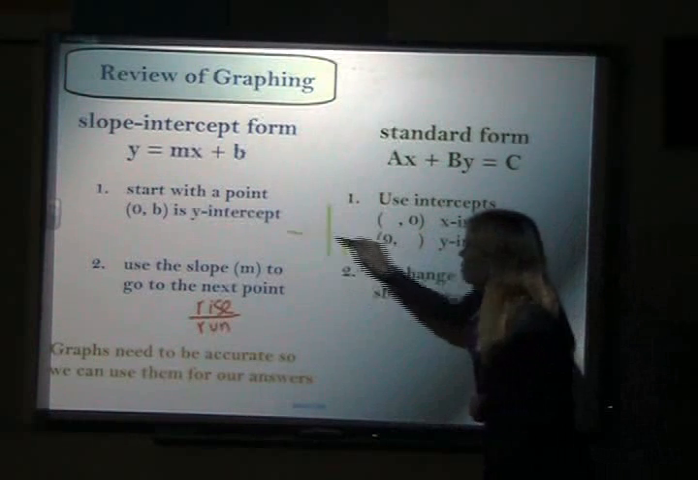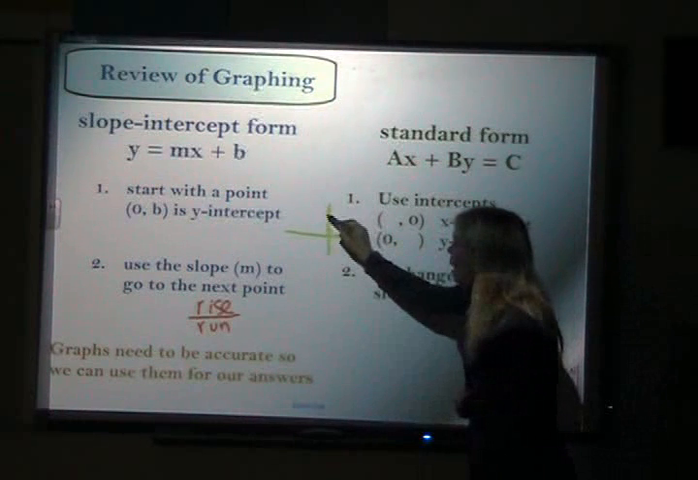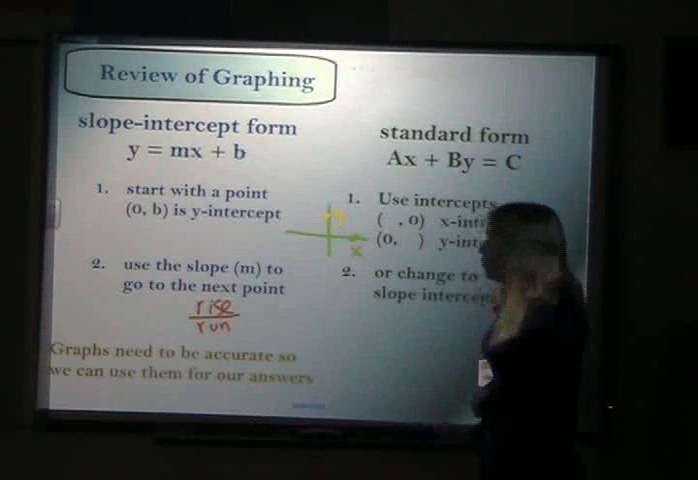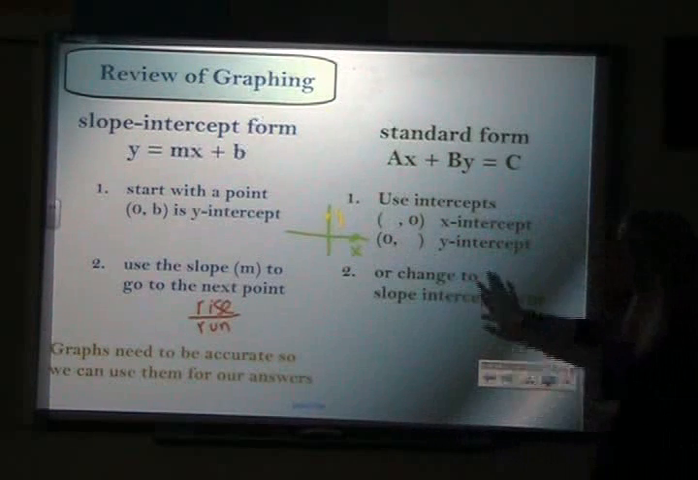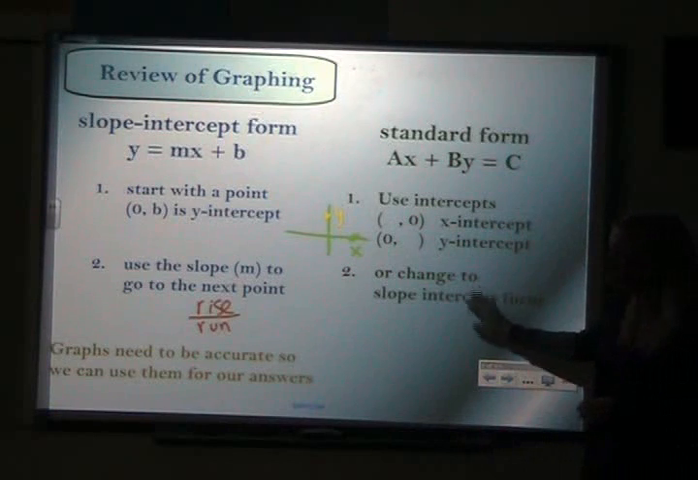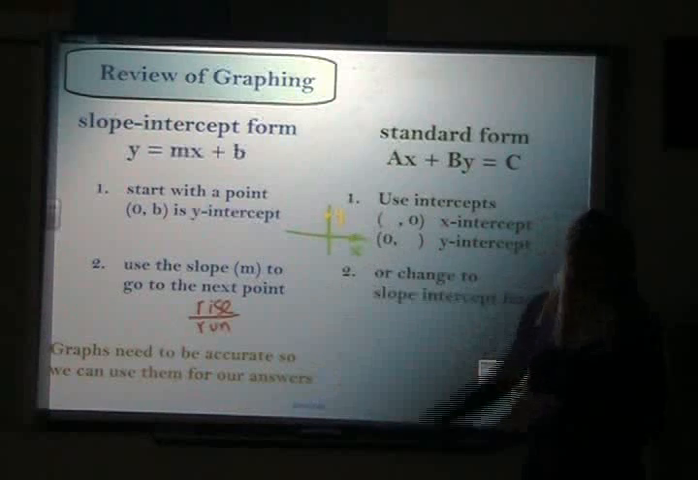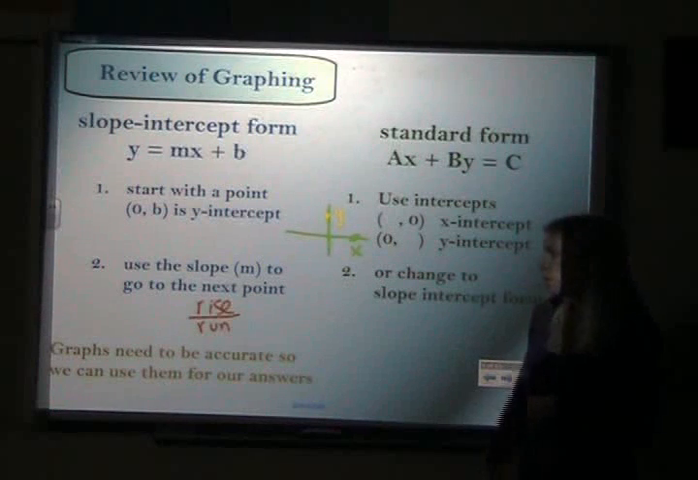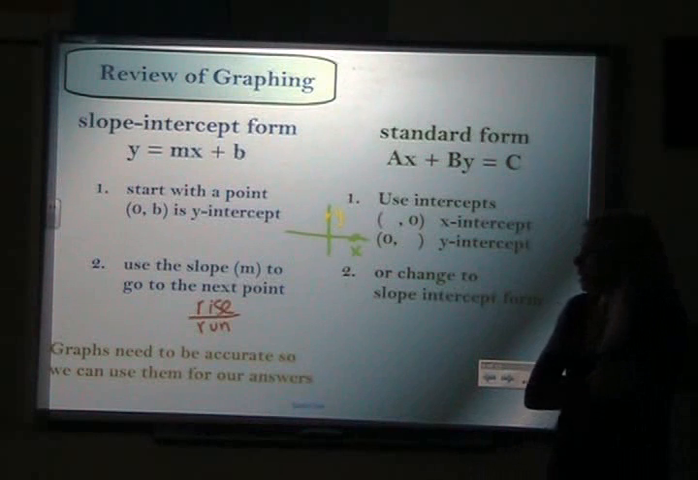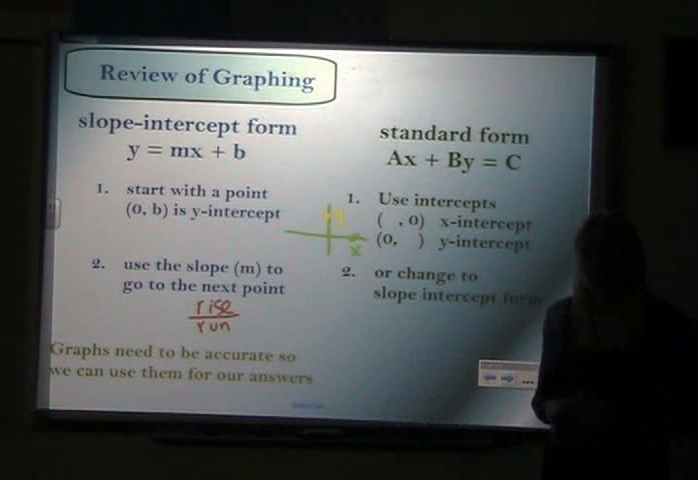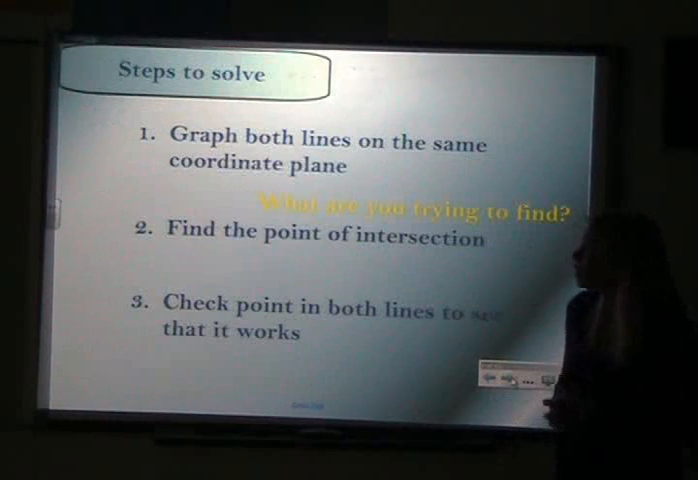Again, your x-intercept and your y-intercept would be where you would graph those values. And then you would draw your line. Your other option, which some of you like to do, is change it into slope-intercept form, so solve for y, and then you can go through that as well. Your graphs need to be accurate. We need all those points on them. If they're not, it's very difficult to find that answer. So it's extremely important you know how to graph lines.